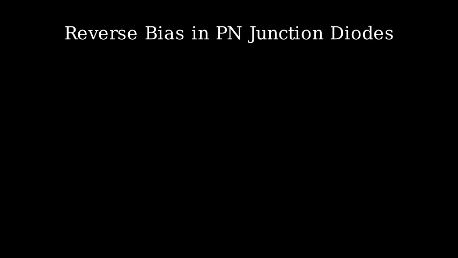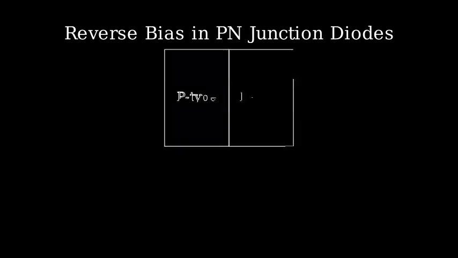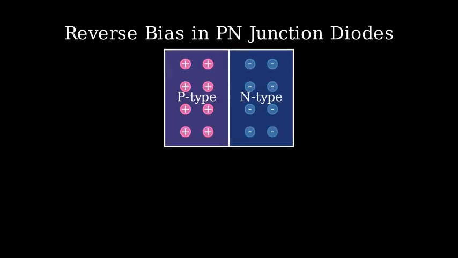Before discussing reverse bias, let's quickly review what a PN junction diode is. A PN junction is formed when a P-type semiconductor material is joined with an N-type semiconductor material. P-type materials have an abundance of holes as majority carriers, while N-type materials have an abundance of free electrons as majority carriers. At the junction between these two materials, a depletion region forms due to the diffusion of charge carriers.